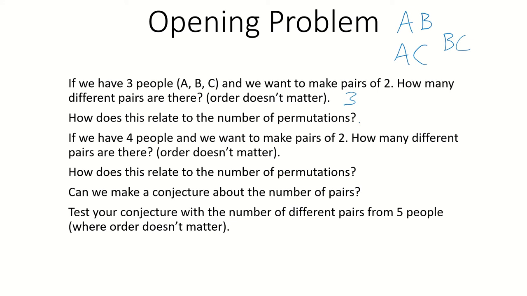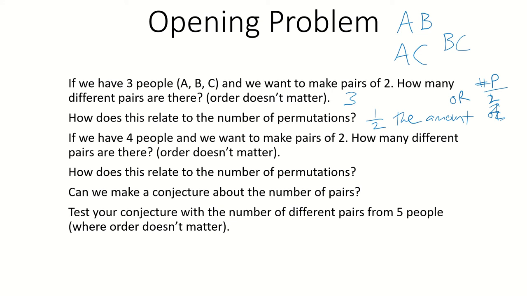And how does this relate to the number of permutations? Well, there was 6, so there's half the number. Yeah? Half the amount. Or to find the combinations, you had the permutations, half the amount, or you had the permutations divided by 2.